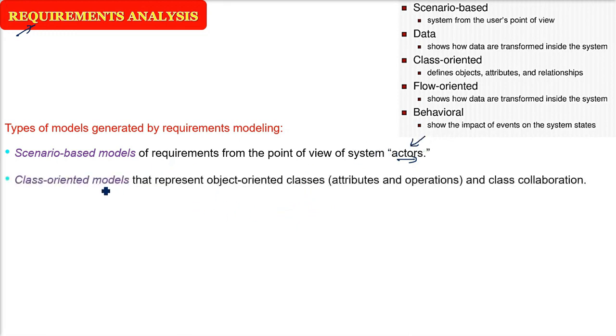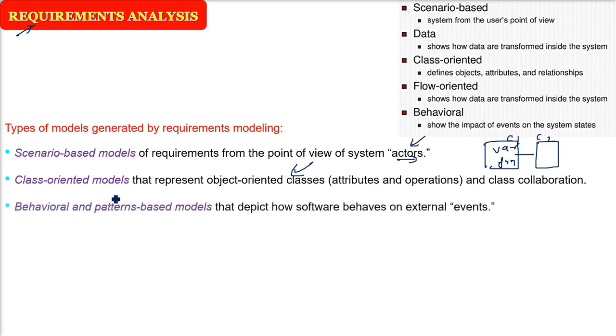Then we have the class-oriented model. The class-oriented model defines what the classes will be, that is, the different classes we can define for the problem. These classes are nothing but objects, because objects are the instantiation of the class. And what will be the characteristics of each class, that is the variables, what are the functions, that is the operations, and what are the relationships among different classes, is found out in the class-oriented model. Then the behavioral and pattern-based models.